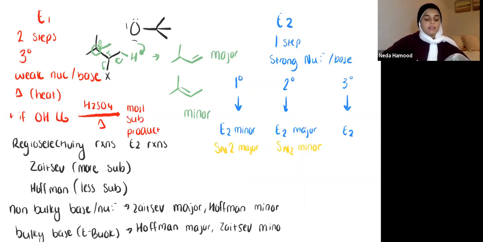So that is, let's see if there's anything else that I want to tell you guys about this. Knowing that trans is more stable than cis, and that's pretty much what you guys need to know about E2 reactions. Any questions?